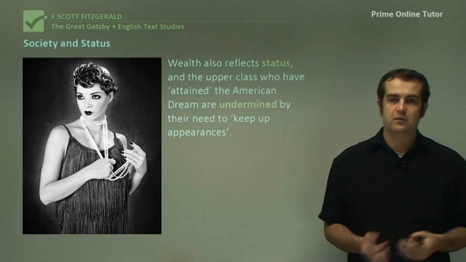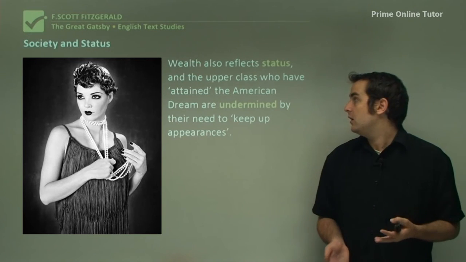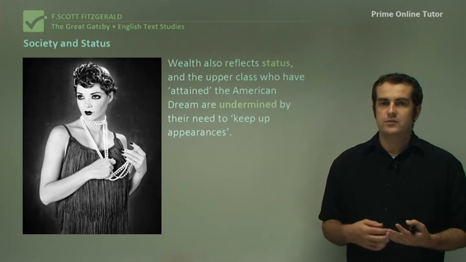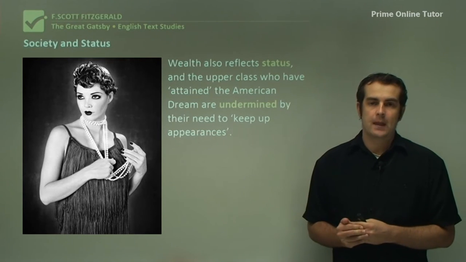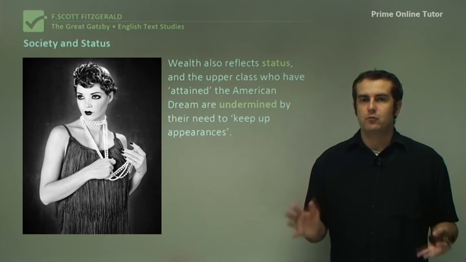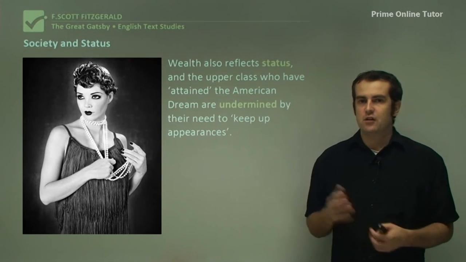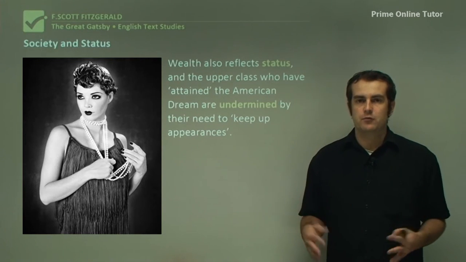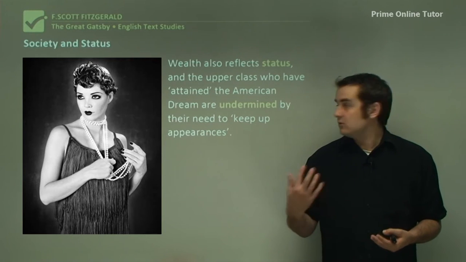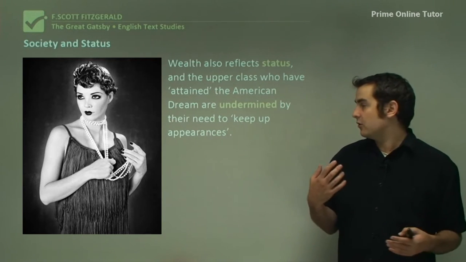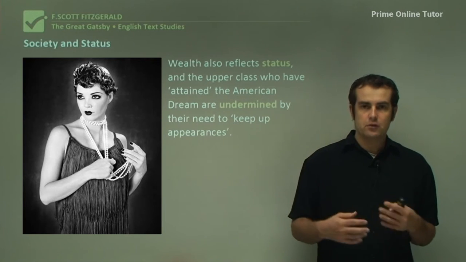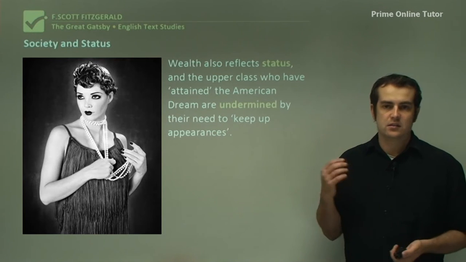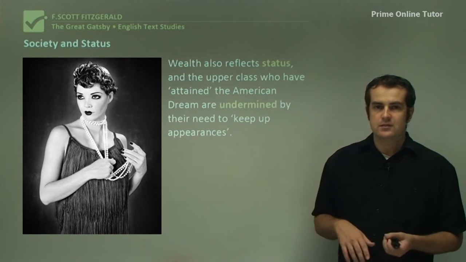Society and status is another thing, and this is also quite connected to the idea of wealth. It is the upper class who have attained the American dream, undermined by their own desire to keep showing that they have it. So in other words, these are people with wealth, and they love to show it off. They love to show how they've reached the American dream of prosperity and fame and all these sorts of things, and they're in the right social circles. And the fact that they have to keep proving that to other people actually does make them quite vulnerable. And certainly in the case of Gatsby, this idea of keeping up appearances is ultimately a hollow feat.